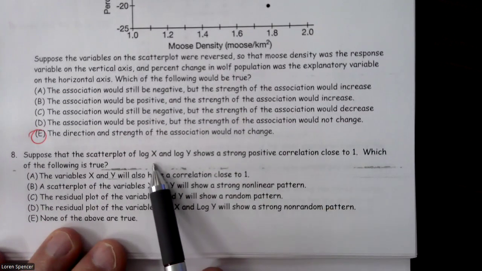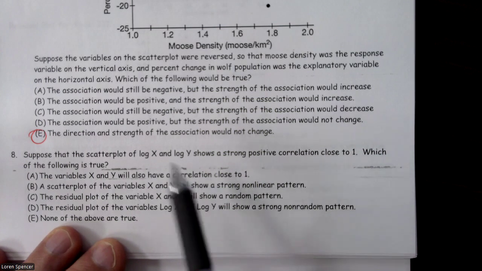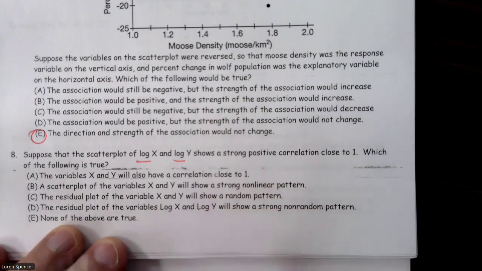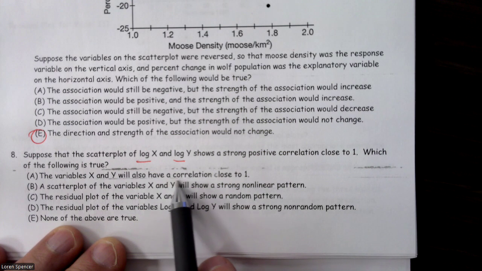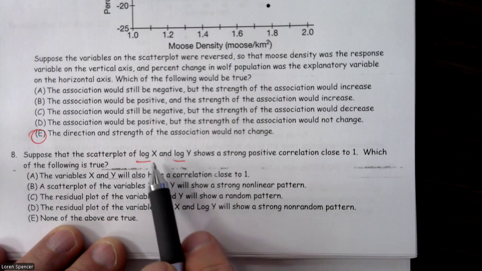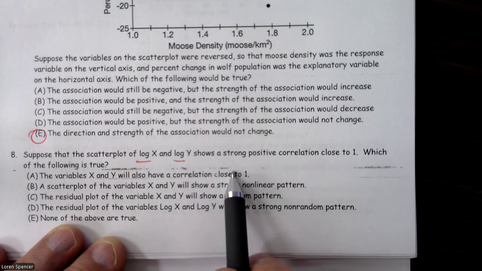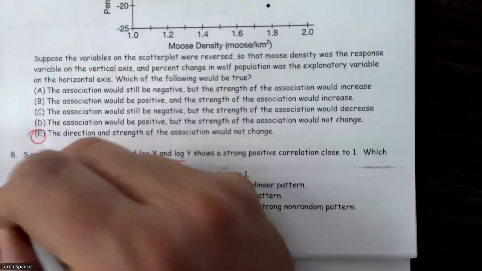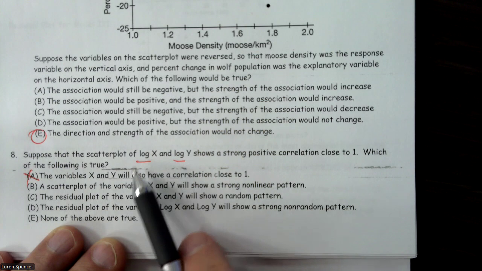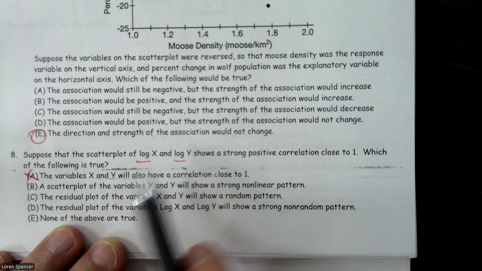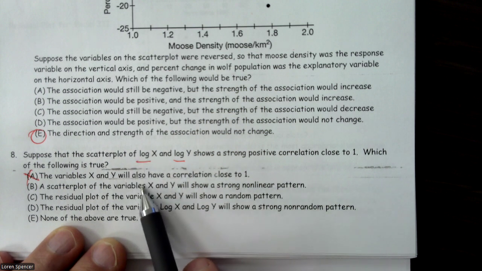Suppose that a scatter plot of log x and log y shows a strong positive correlation close to 1. Great, so we know that log x and log y work. Which of the following is true? The variables x and y will also have a correlation close to 1. No, that's not true, because a log is not the same as this. The logs have a different distribution. So if log x and log y are highly correlated, x and y will not be on their own, only if you put the log function to them.